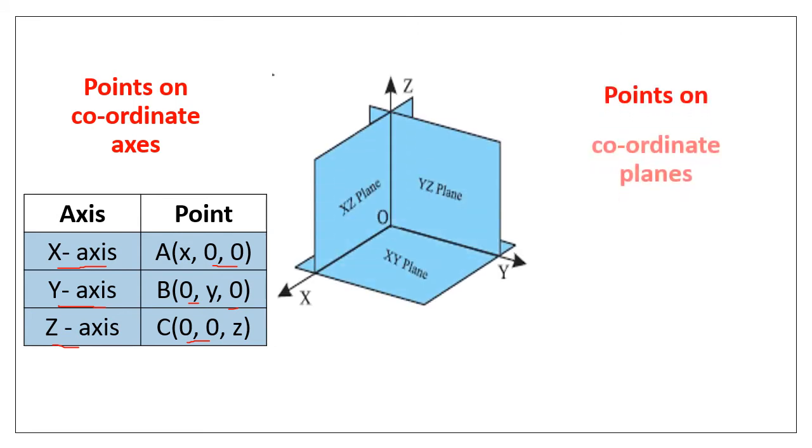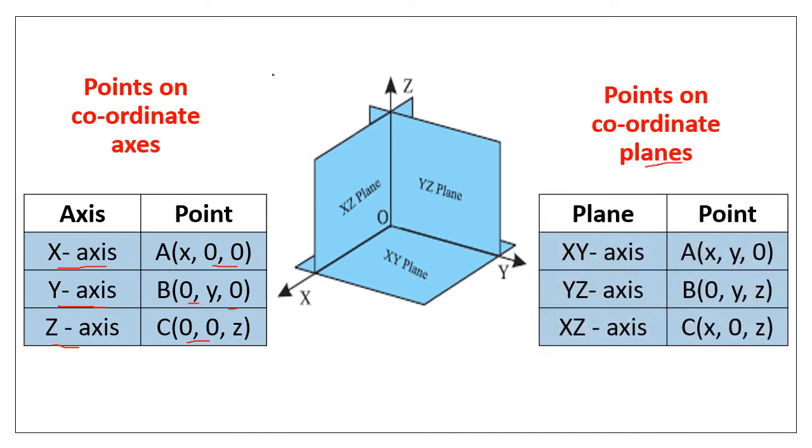Now we'll find out points on coordinate planes. See, if the point A is on the xy plane, whose z coordinate is 0, so A has coordinates x, y, 0. A point B on the yz plane has coordinates 0, y, z, whose x coordinate is 0. Similarly, if point C is on the xz plane, whose y coordinate is 0, so C has coordinates x, 0, z.